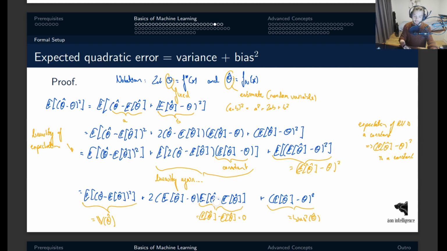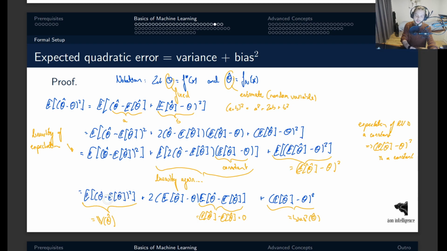And then again, linearity of expectation allows you to push this expectation inside the bracket, and you will see that you subtract the expectation of the estimation from the expectation of the estimation, and this will be 0. So this entire thing will be 0 and vanish, and we are left with only this and this term. They reoccur here.